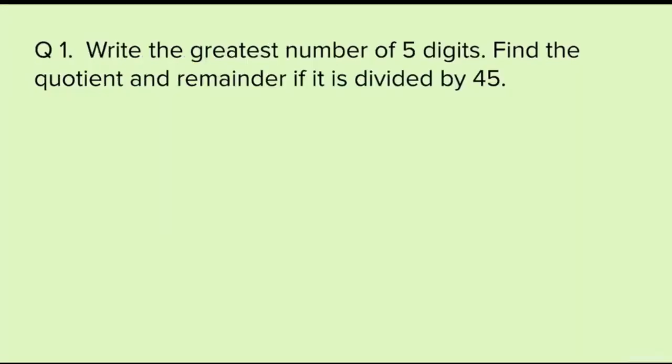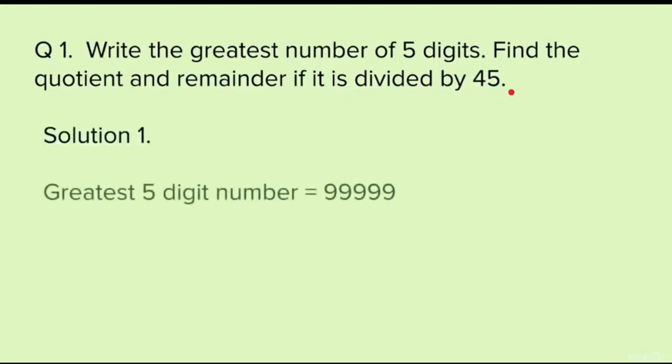Write the greatest number of 5 digits. Find the quotient and remainder if it is divided by 45. Now let us see what is given in the first sentence. That is the greatest number of 5 digits. So let us write the greatest number of 5 digits, that is 99999. The second is the number to divide by, the divisor, that is 45.